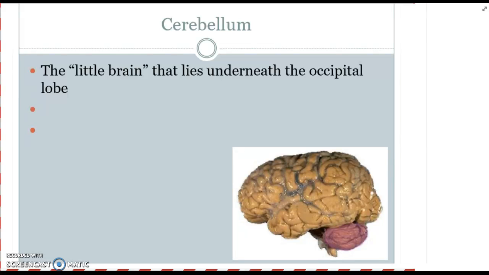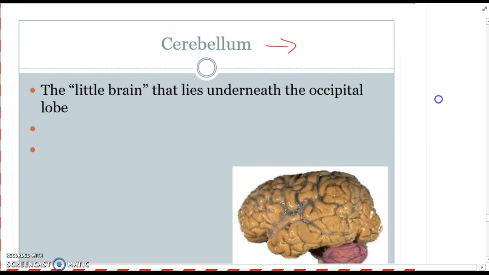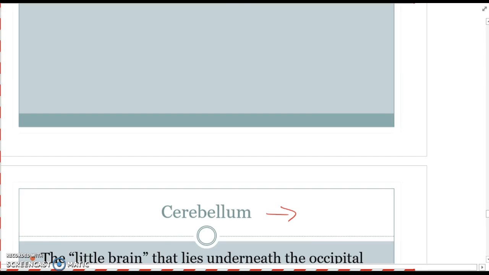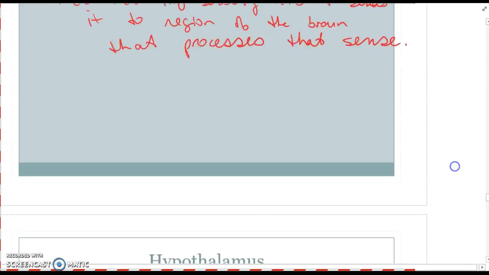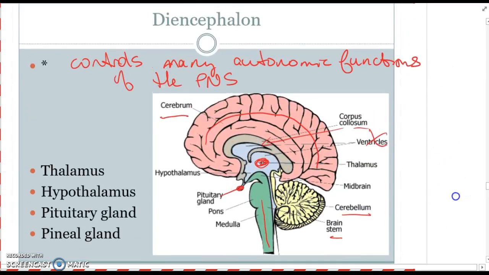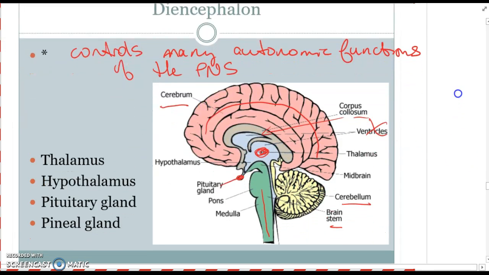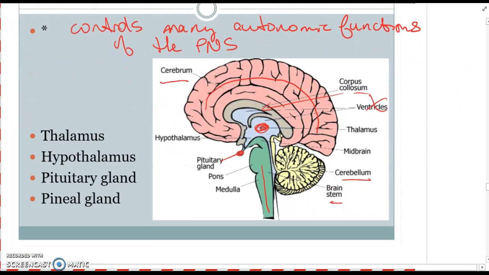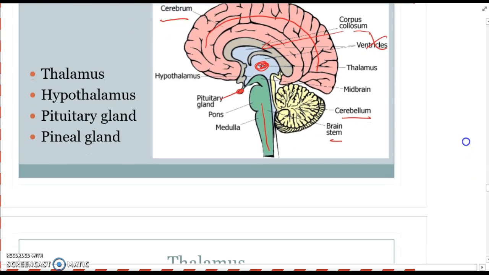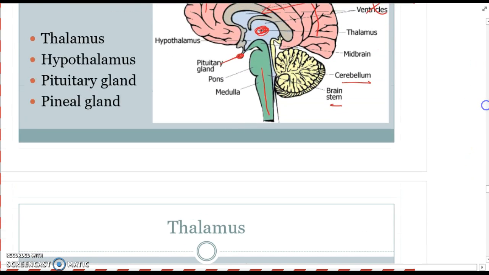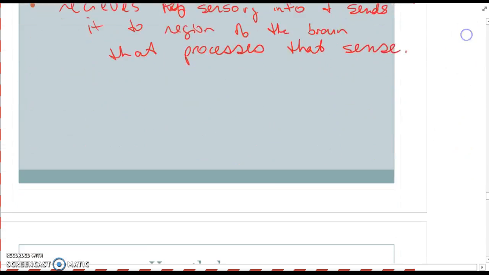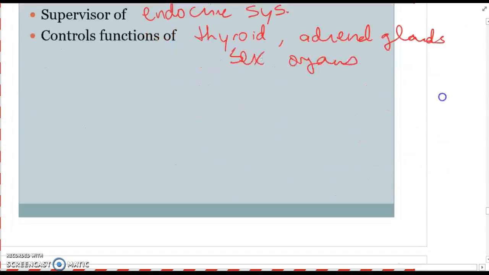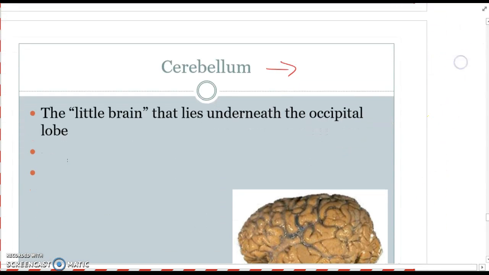Okay, guys, we're going to go ahead and finish up the central nervous system, the brain. Moving on to the cerebellum. We had just talked about the diencephalon right here, and the parts of that. So remember, there's the thalamus, the hypothalamus, the pituitary gland, and we are not going to worry about the pineal gland. So now let's move back onto the cerebellum.